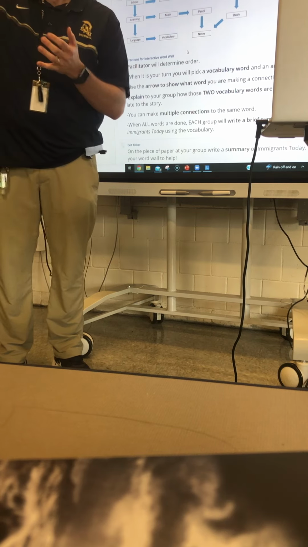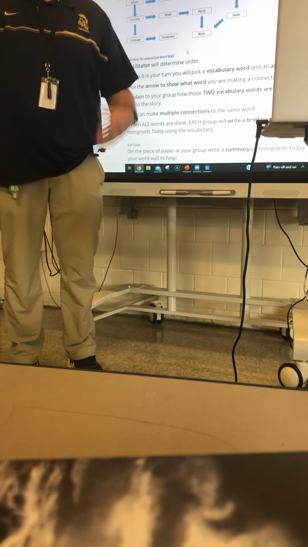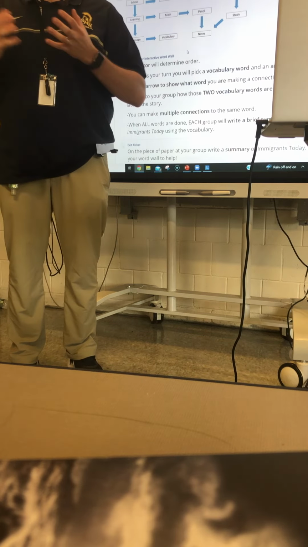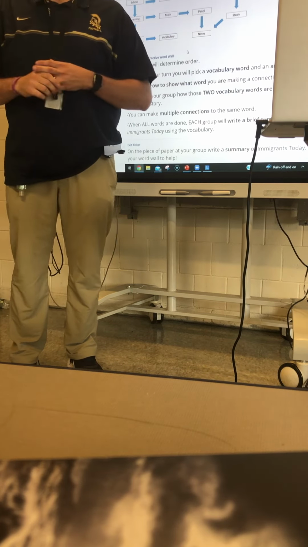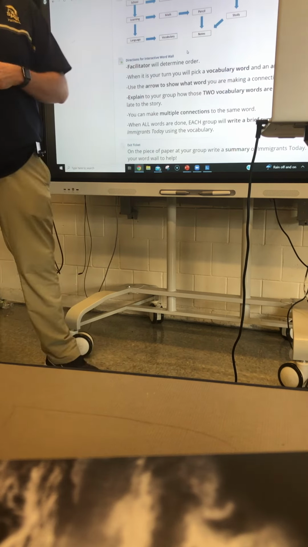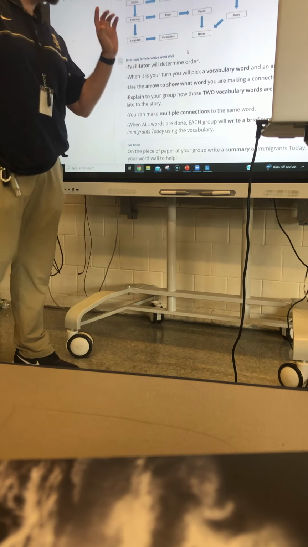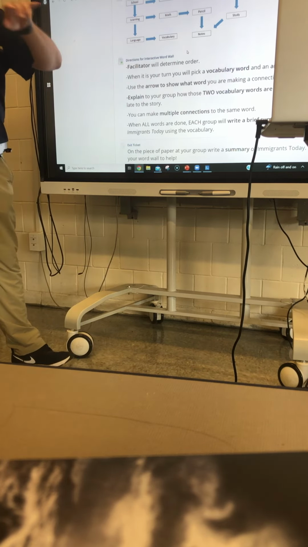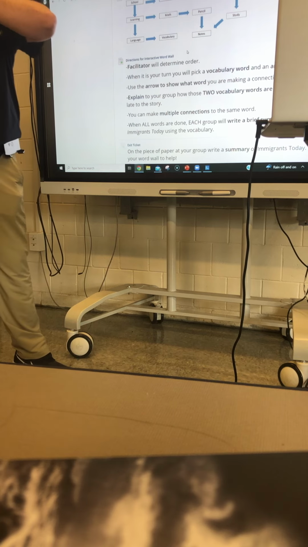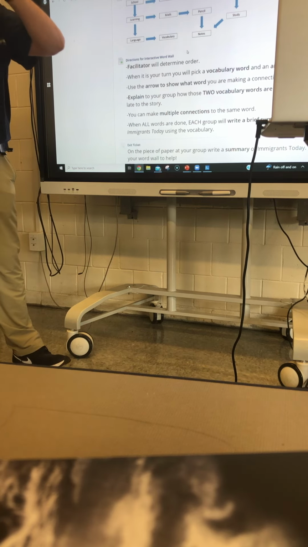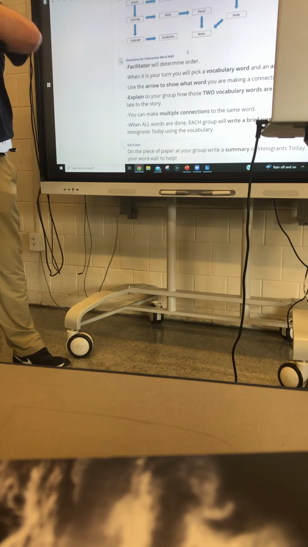A word wall is just words on a wall, like over there on that corner. Interactive means you're going to be moving those words around and talking with your group about it. So, what's going to happen? The facilitator is going to determine the order. You're going to determine who goes next.